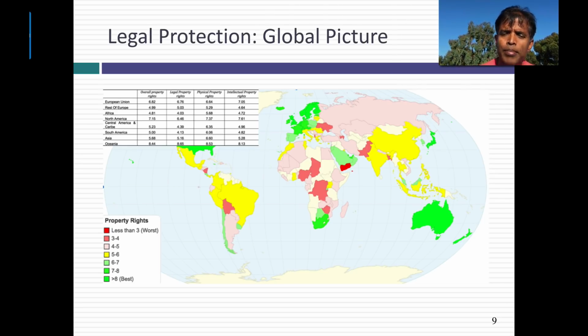Again, this is an index of legal protection around the world. The green again is the best protection. You can see that North America and Australia have among the best protection. The red is the least protection. The yellow falls right in the middle. Again, you can see wide variations around the world.